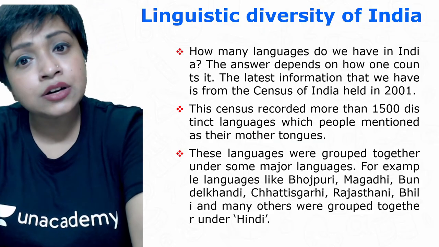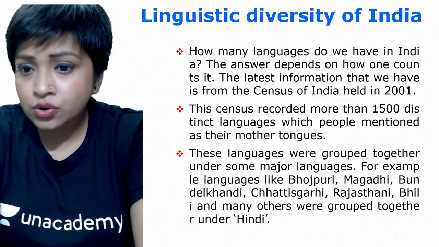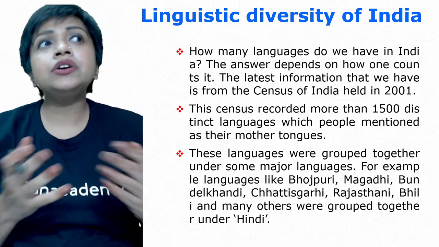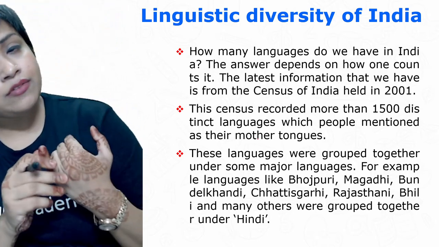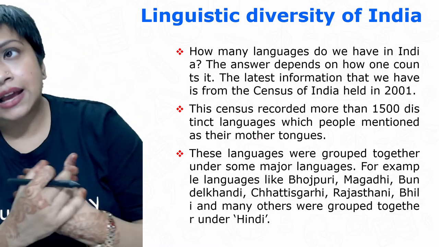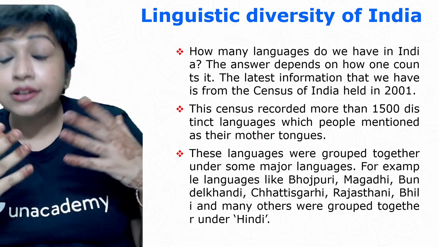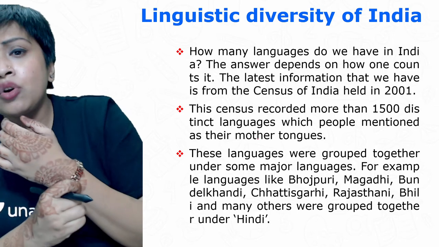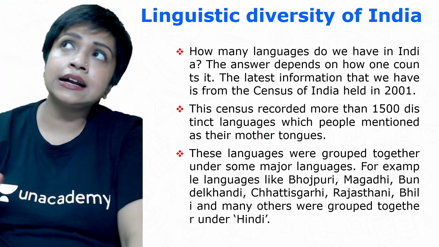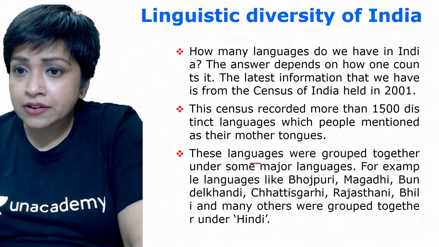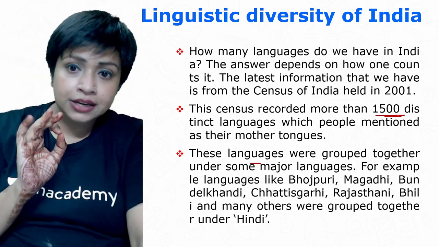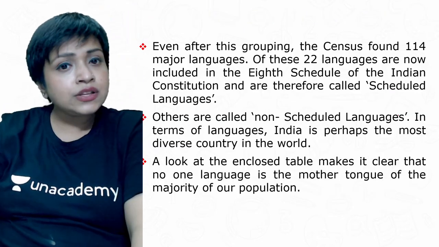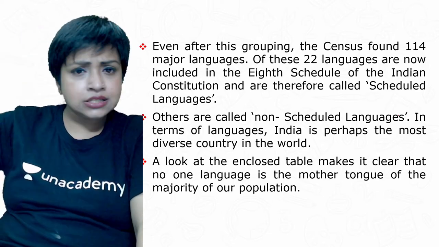I also discussed this because these kinds of questions, picture-based questions, are often asked in your paper. Now, talking about linguistic diversity, we have already said that we don't have any national language. We have 22 scheduled languages, and in the census that is conducted, there are almost 1500 distinct languages spoken in India. Okay, so 22 are scheduled languages, and all the rest are non-scheduled languages.